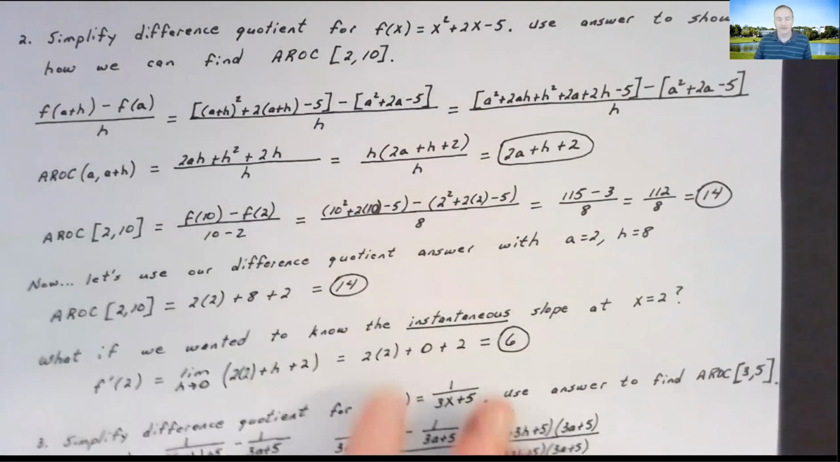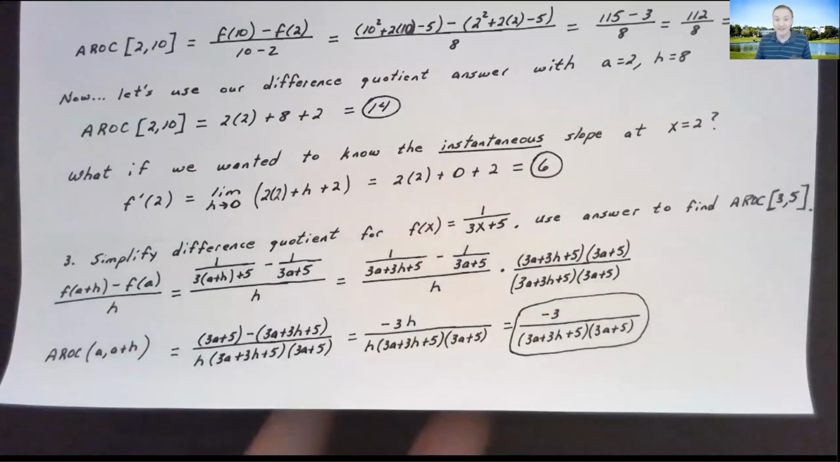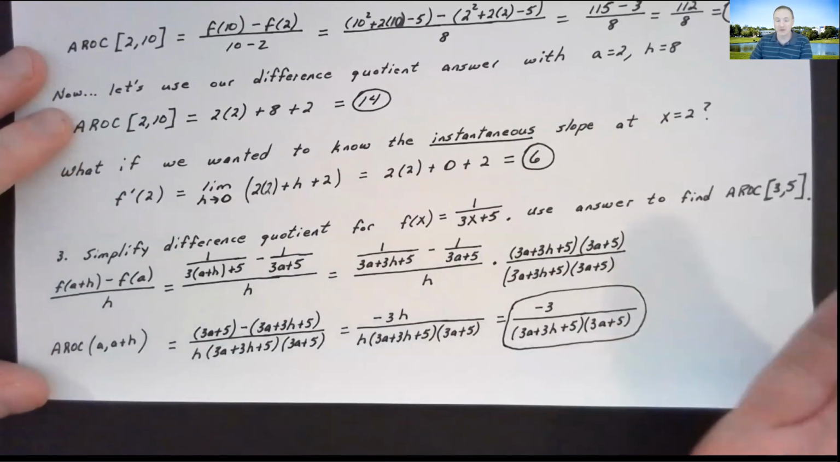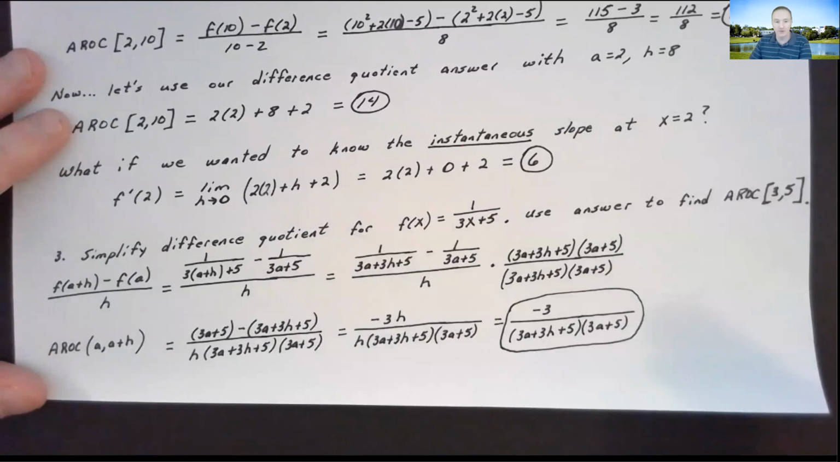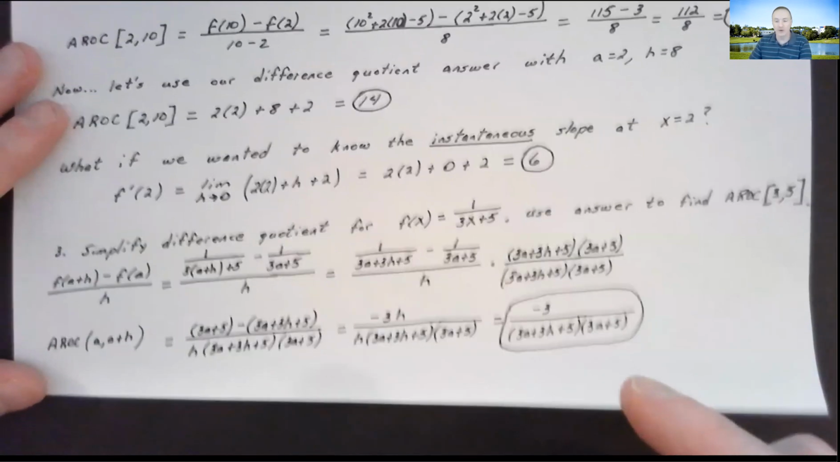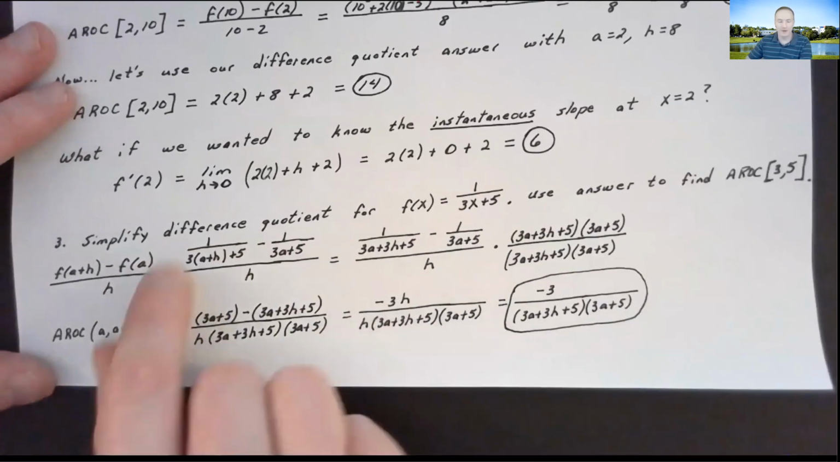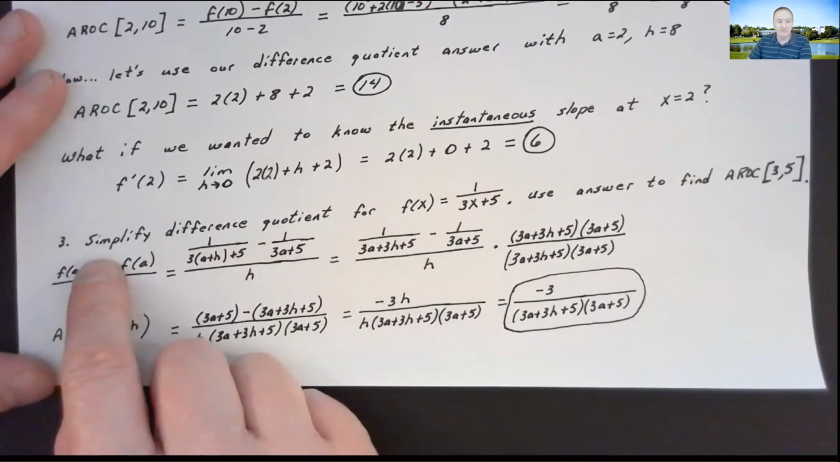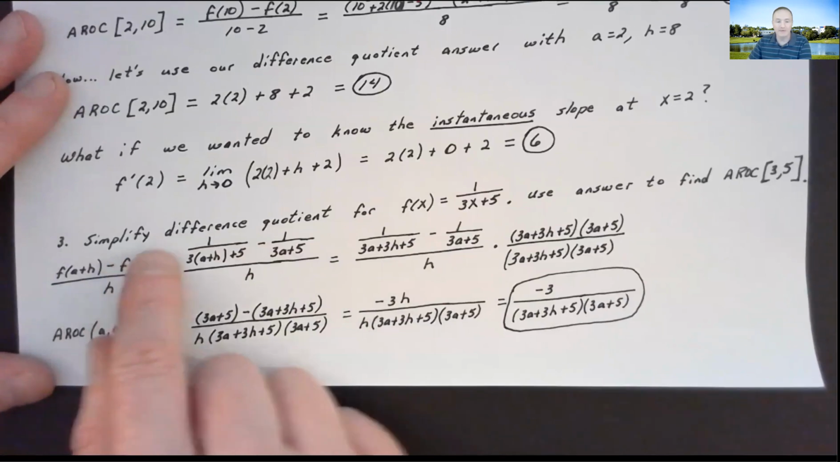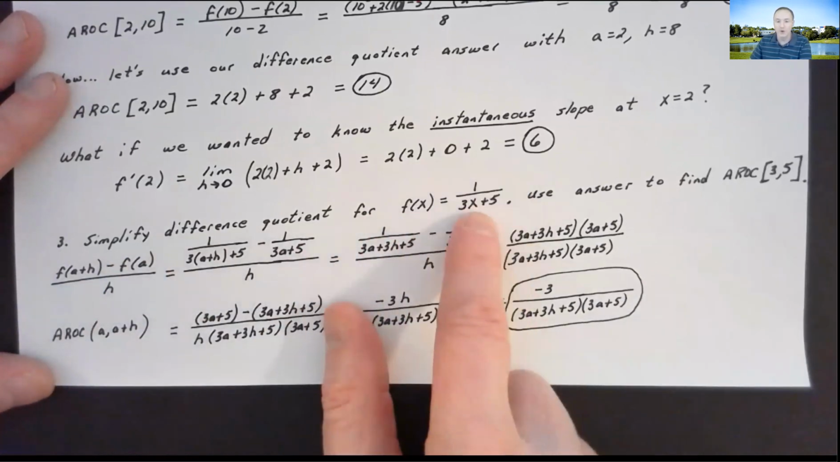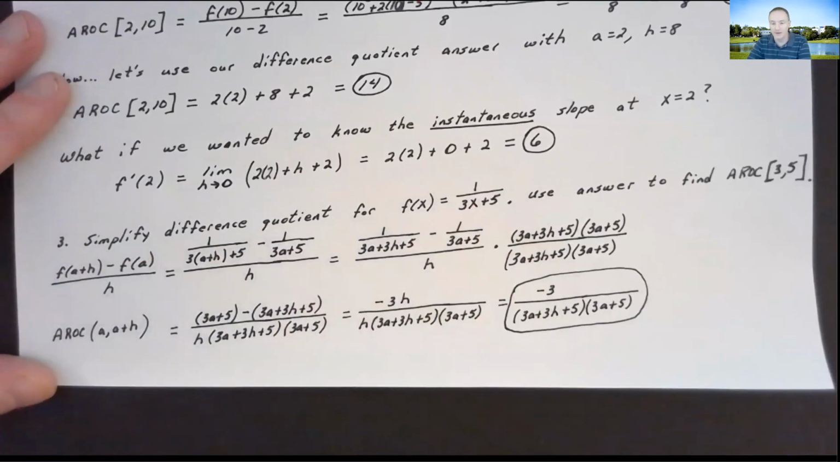Okay, excellent problem there. Let's look at an even more fun one. So you're thinking, okay, that one was a pretty good problem. What if we want to see a fraction or a rational function done with the difference quotient? That's what I wanted to do. And I got a little slanted with my writing, and I apologize. For number 3 here, I'm asking you to simplify the difference quotient for f of x is equal to 1 over 3x plus 5.